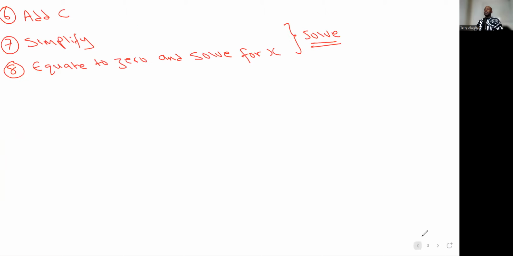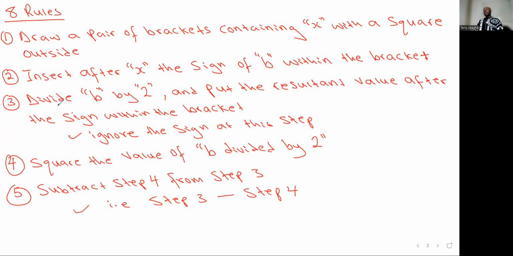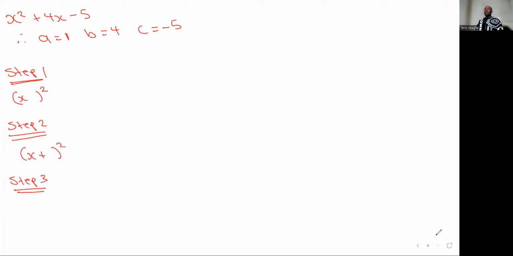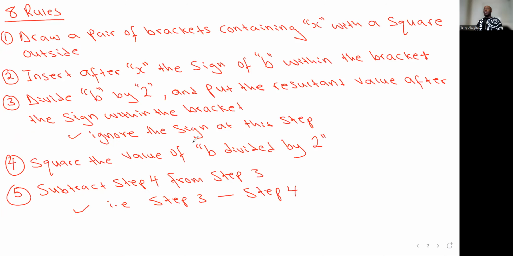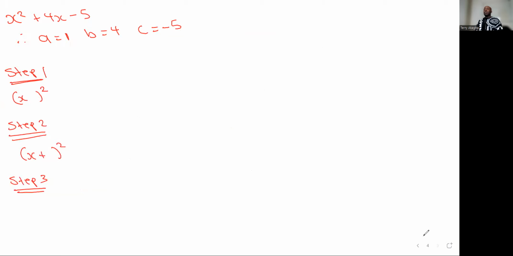When you've done that, the next thing you have to do is divide b by 2 and put the resultant value after the sign within the bracket. So in this case, you ignore, can you see? I said ignore the sign at this step. That means you're not interested if it's plus or minus, it does not matter. Just pick the value of b. b is 4, so it's going to be 4.